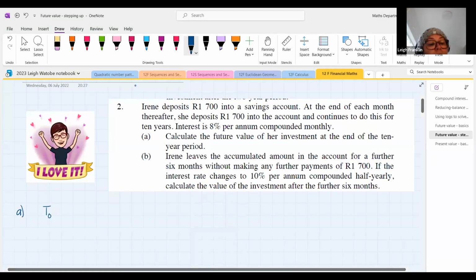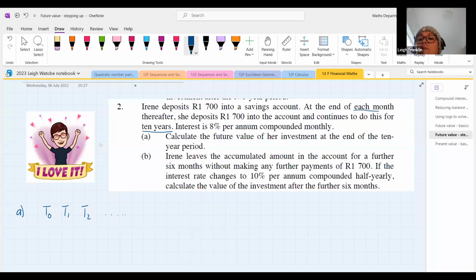So we've got T0, T1, T2 all the way down. How long is this for? It's for 10 years, and she's doing it at the end of each month. So we're going to say 10 times 12 because there are 12 months in a year. And then down here, we're going to get down to T118, T119, and T120. Okay, let's go back and break this problem down again.